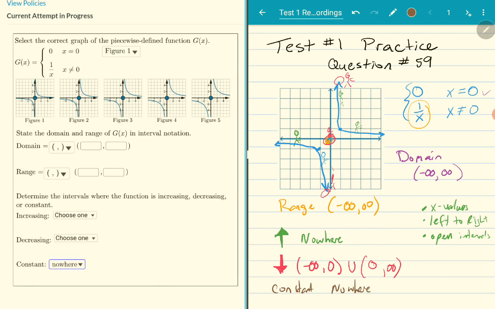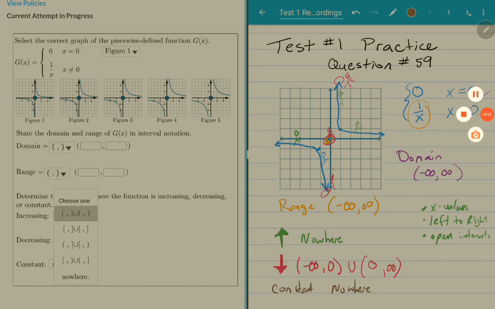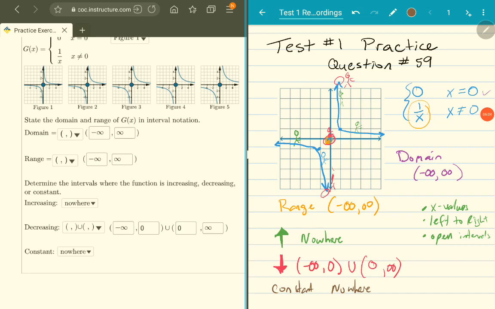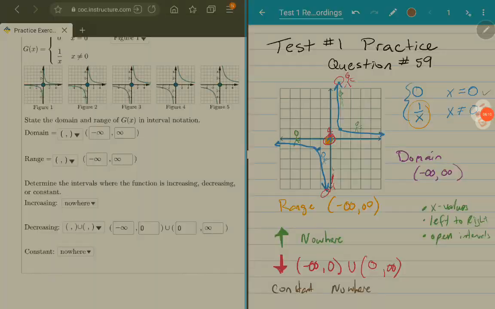So now I'm just going to enter all those 5 answers into the test. Okay, so I got everything inputted into the test question. Now I'm going to submit.